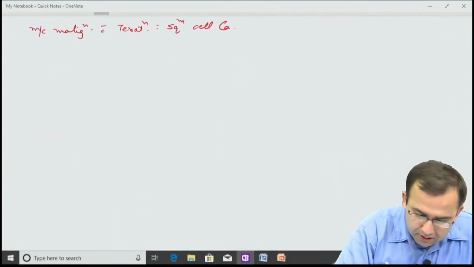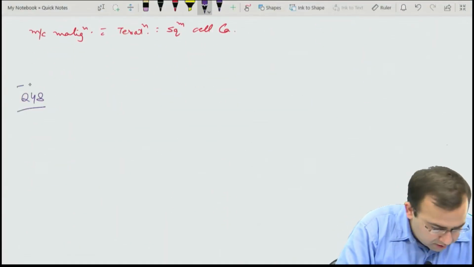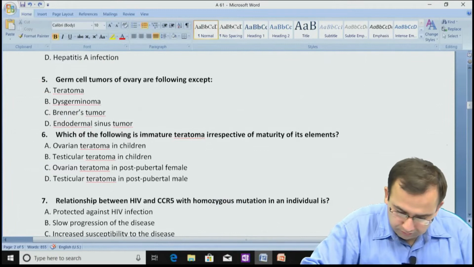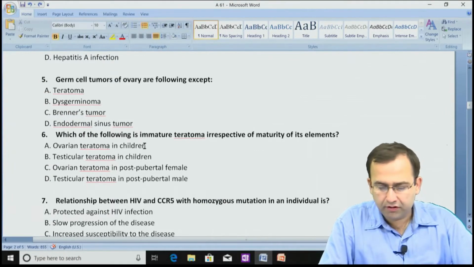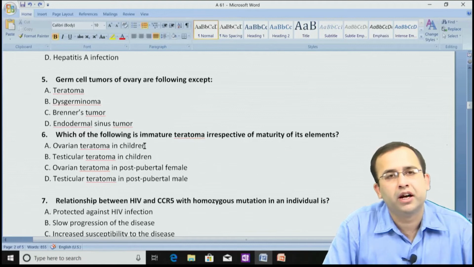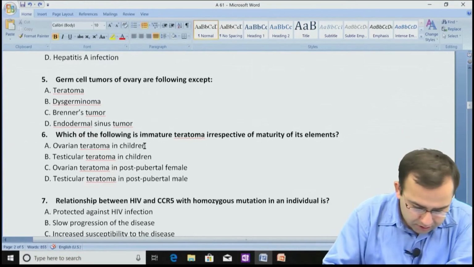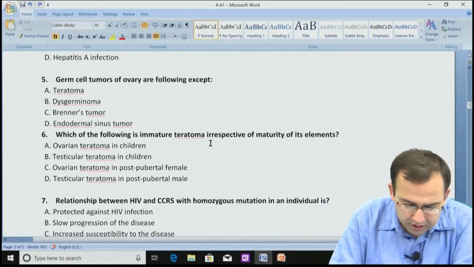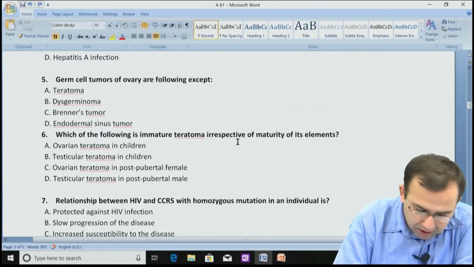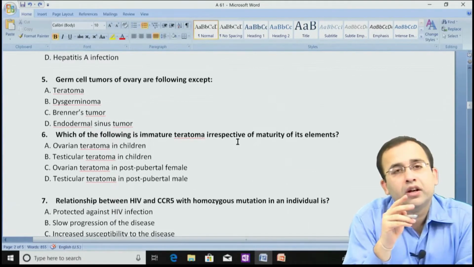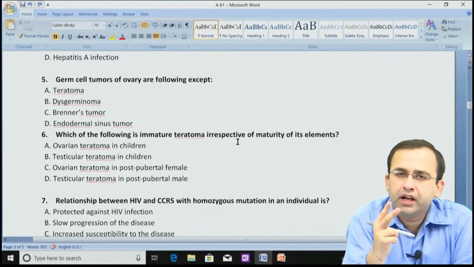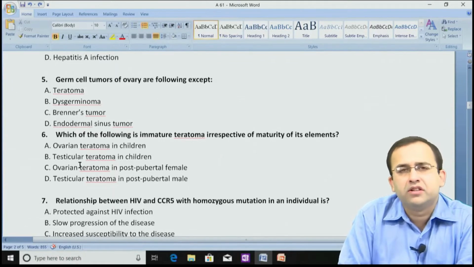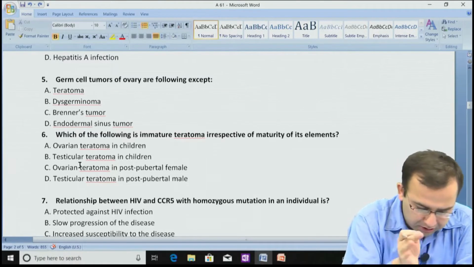Next, question 48. Which of the following, irrespective of its maturity of its elements, is an immature teratoma? Look, teratomas or germ cell tumors occur in the younger population, that is in children. So ovarian teratoma in children is okay, testicular teratoma in children is okay. I'll not be bothered about these options.